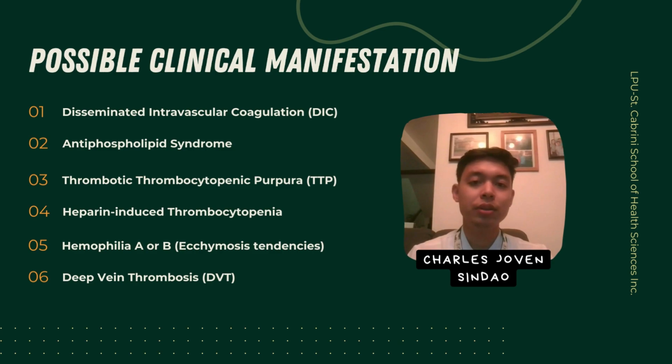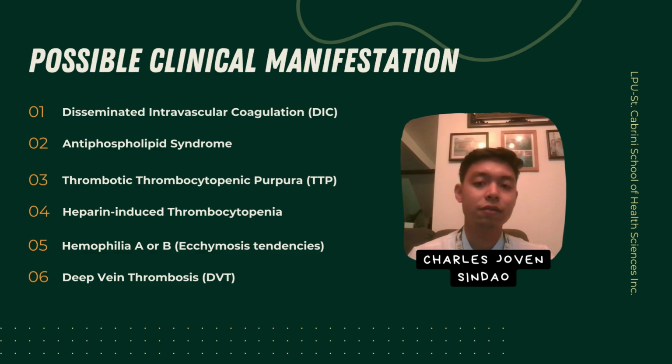It is an autoimmune disorder in which the immune system mistakenly produces antibodies that attack certain proteins in the blood, specifically phospholipids. Third is the thrombotic thrombocytopenic purpura or TTP. This is a rare blood disorder characterized by the formation of small blood clots throughout the body's blood vessels, leading to low platelet count or thrombocytopenia and damage to multiple organs.